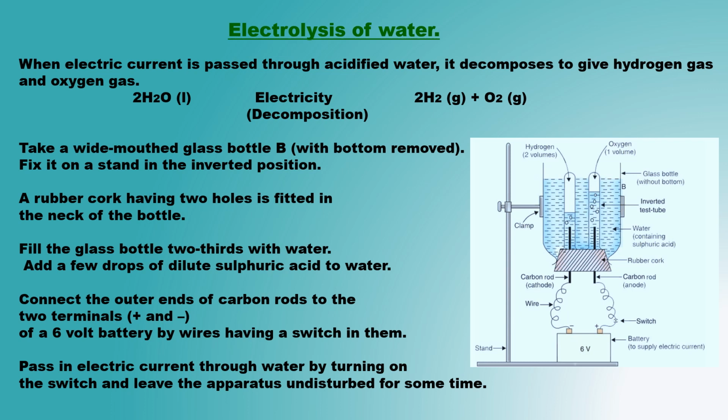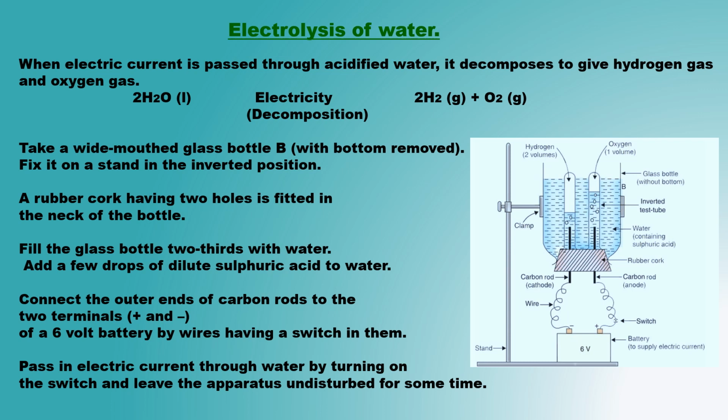Add a few drops of dilute sulfuric acid to water, to make water a good conductor of electricity. Two similar test tubes filled with water are carefully inverted over the two carbon electrodes by keeping thumb over their mouth so that initially they remain completely filled with water. Connect the outer ends of carbon rods to the two terminals of a 6-volt battery by wires having a switch in them.